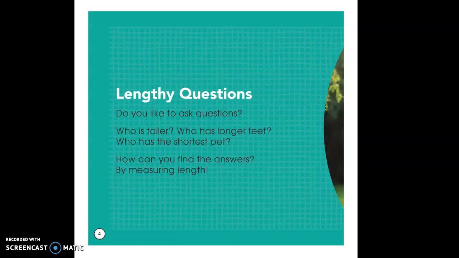So just pay attention and see if anything's going on at home that you notice where someone has to measure something, and just think about it and pay attention and see if you notice.